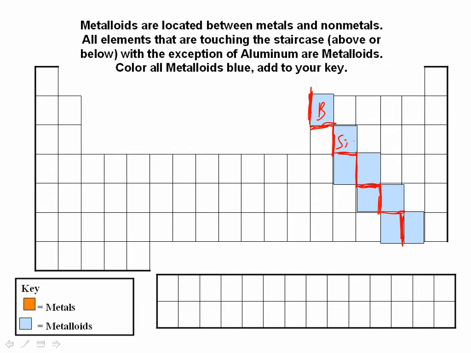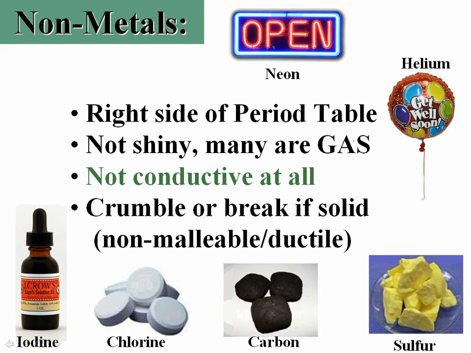They form the boundary between the metals and the nonmetals, which leaves us with our last section, the nonmetals. This is the right side of your periodic table. These things, they're not shiny. A lot of the items over here are the gases. And when we get a little bit more into your periodic table, we'll see things called noble gases in there as well. But these things are not conductive at all. Heat and electricity are not going through these things. They are not malleable. They are not ductile. These things are brittle. They will break or crumple.